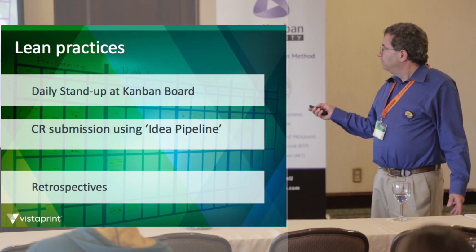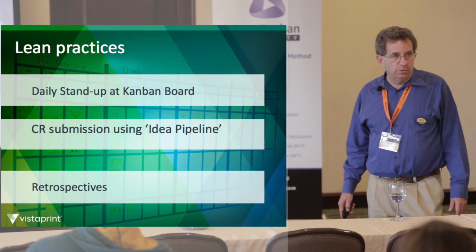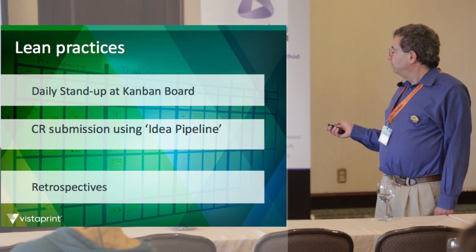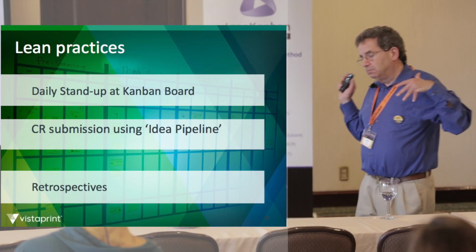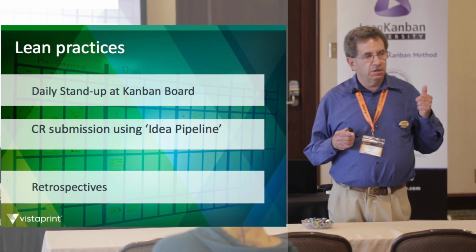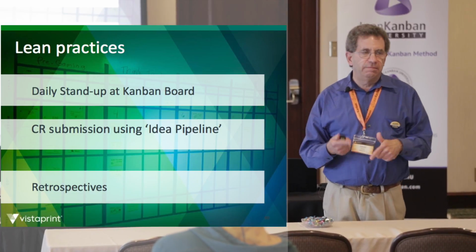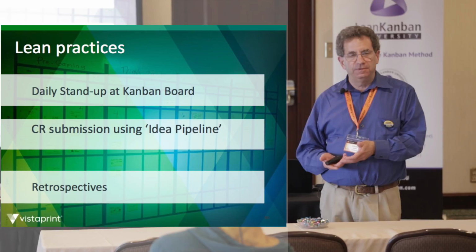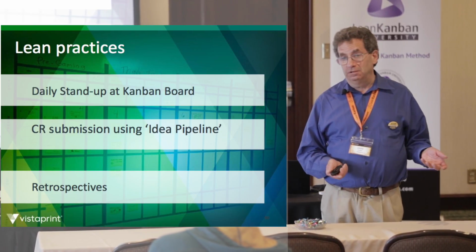Okay. These are some of the lean practices they implemented. They had the daily stand-up at the Kanban board. They used the idea pipeline. Marketing promotions have some long lead time. We plan out every customer promotion for an entire quarter in advance. Now, we could probably do better as we get leaner, but that's the way it happens. Okay? And that gets approved in the middle of the previous quarter.